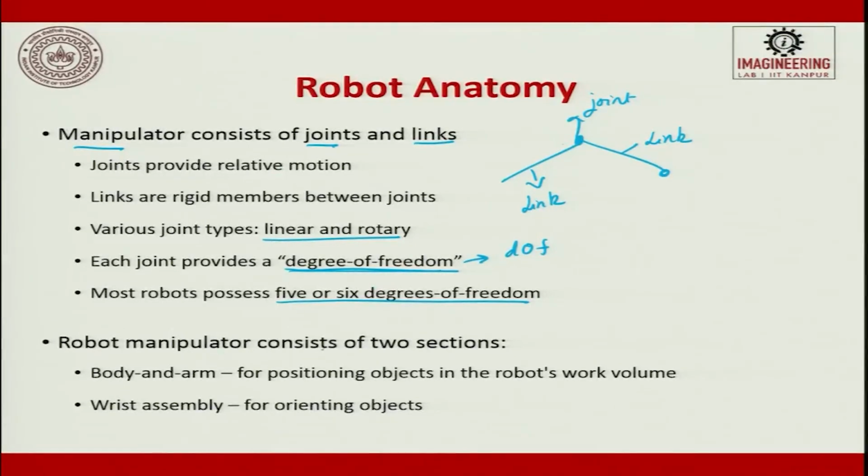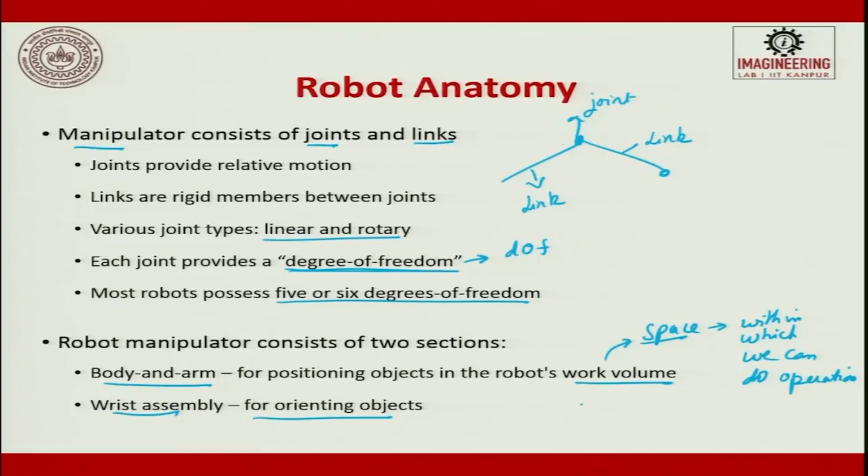The robo manipulator consists of two sections. One is body and arm, the other is the wrist assembly. The body and arm are for positioning objects in the robo work volume. What is work volume? The space within which we can do operations. The wrist assembly is for orienting the job.